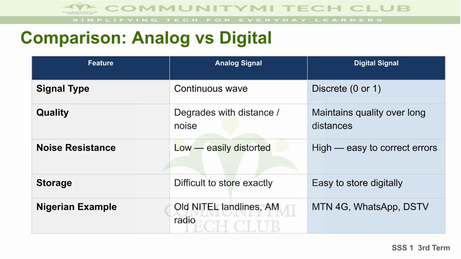Comparing the two, analog signals are continuous, but degrade over distance and are noisy. Digital signals are discrete, maintain quality over long distances, and are easy to store. Nigeria's communication has largely transitioned from analog, such as NITEL landlines, to digital, like Mountain 4G.